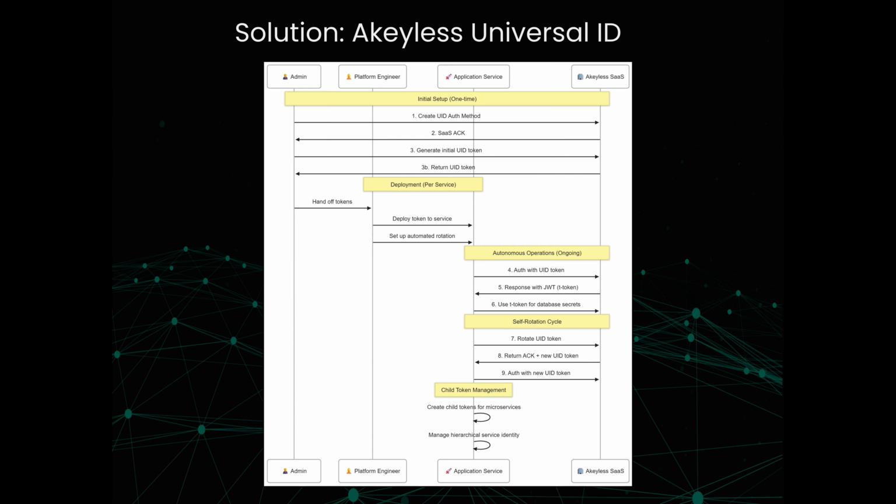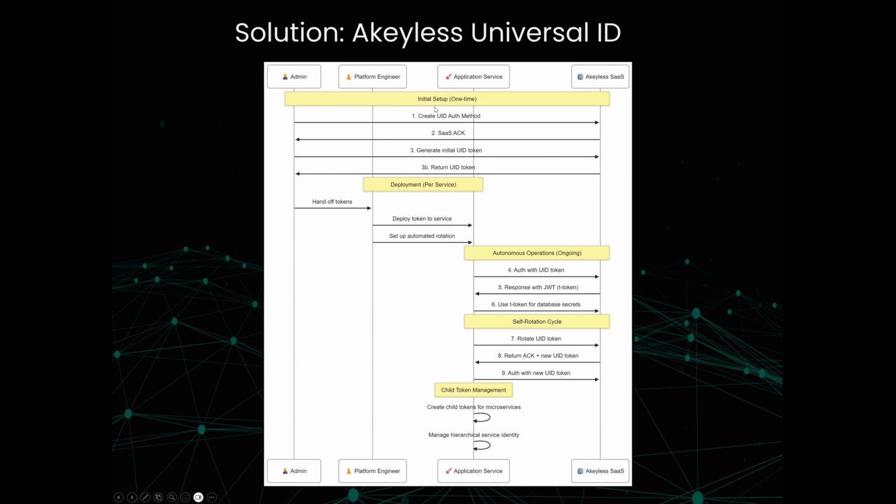Now let's see the solution from Akeyless perspective with Universal ID. And this chart here shows you different personas that are involved in setting all of this up. So we have an administrator of Akeyless, we have a platform engineer, an application service owner, and then the Akeyless SaaS backend. So let me walk you through this diagram really quickly because this is important when we start to look at our demo. The Akeyless admin needs to initialize this whole setup one time.